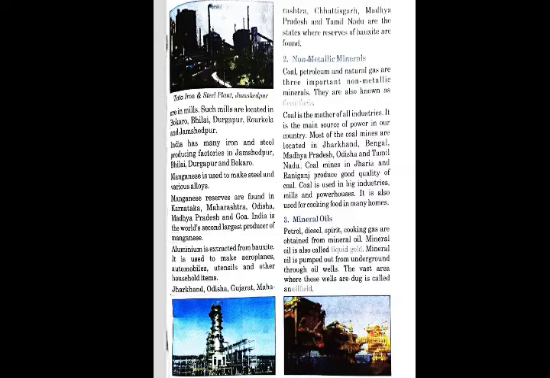Coal is found deep inside the earth. Coal is dark brown or black in color. Coal is mainly used as fuel for running factories and trains, and also used to generate electricity. Some huge coal deposits are found in Jharkhand, Bengal, Madhya Pradesh, Orissa, and Tamil Nadu. And coal is also used for cooking food in many homes.